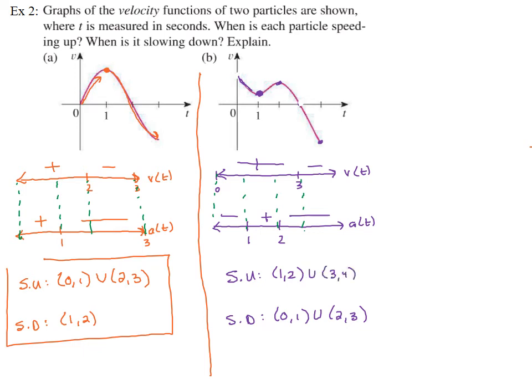So therefore, you've got 2 separate intervals of speeding up and 2 separate intervals of slowing down. So that's how you can find out where a particle is speeding up or slowing down based on the graph of the velocity function.